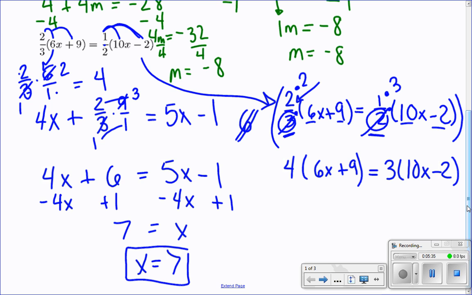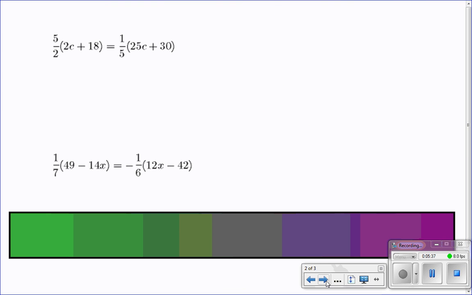And you can go from there, and you should get the same answer, x equals 7. Okay, so here's an example where, oh no, it works again. So same idea, look, we have a denominator of 2 and both of these terms are divisible by 2. We have a denominator of 5 and both of them are divisible by 5. So honestly, the easiest thing to do is probably just to distribute your fractions.